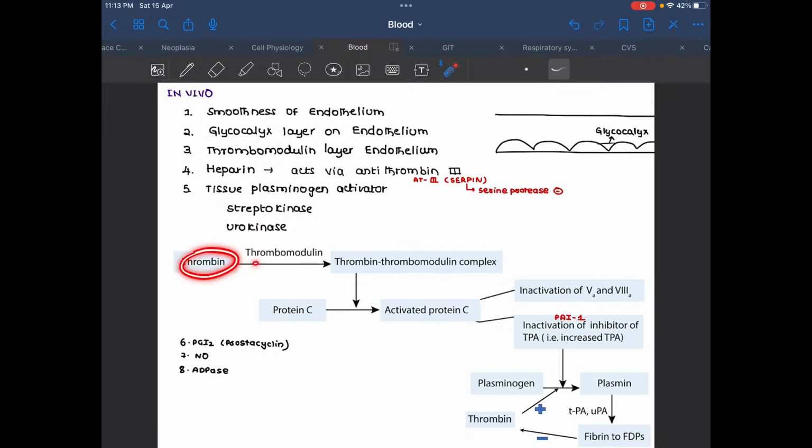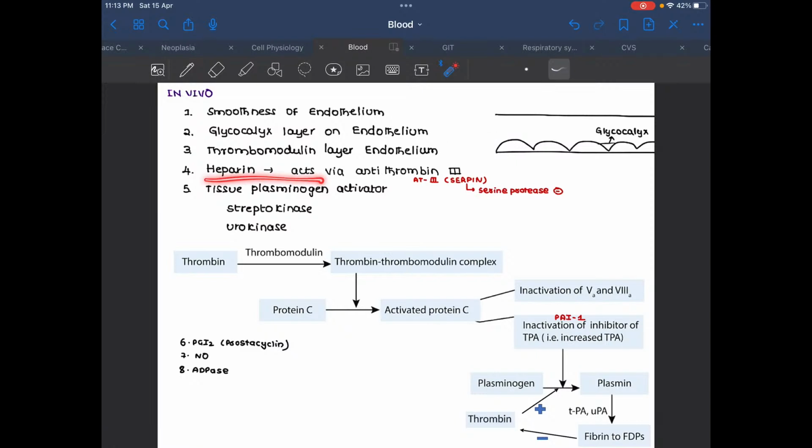Thrombin is going to combine with your thrombomodulin. It's going to form a thrombin-thrombomodulin complex, and it's going to activate your protein S and protein C. And this protein S and protein C are going to lead to inactivation of your 5 and 8. Factor number 5 and 8. Very important. Okay? So that is the stuff about thrombomodulin and thrombin.